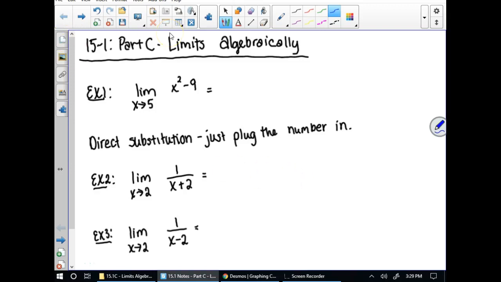In this section, we're going to look at finding limits algebraically. So we might have a problem like this: limit as x approaches 5 of x squared minus 9. This is a very simple limit to take, because if we think about the graph of this, x squared minus 9, that's just a quadratic.